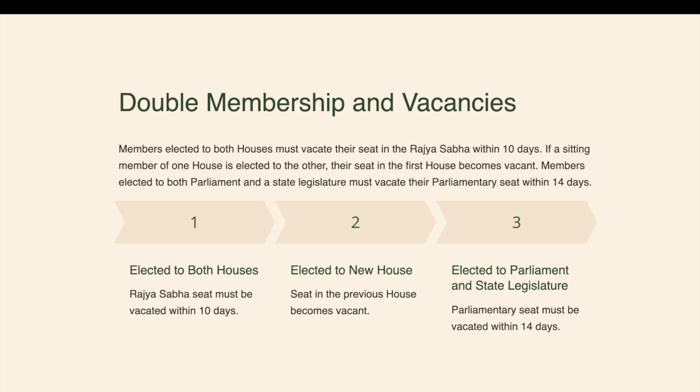Now, what if you have double membership? Members elected to both houses must vacate their seat in the Rajya Sabha within 10 days. If a sitting member of one house is elected to the other, their seat in the first house becomes vacant. Members elected to both parliament as well as state legislature must vacate their parliamentary seat within 14 days. Okay?